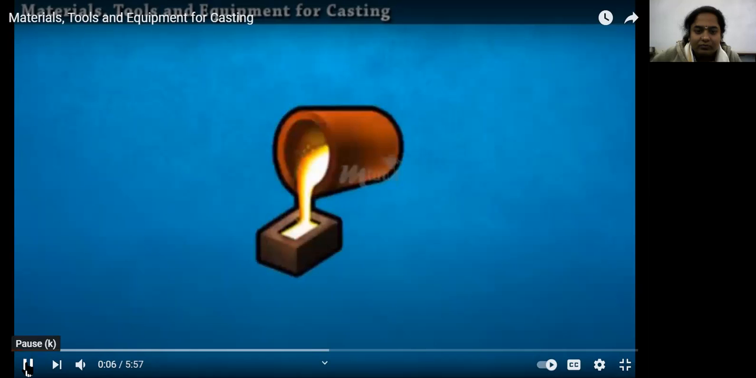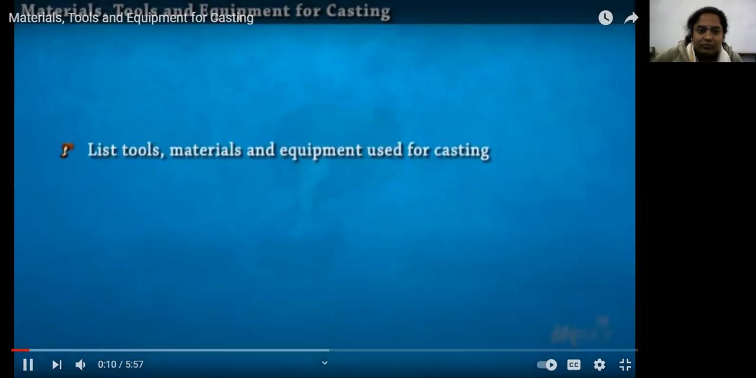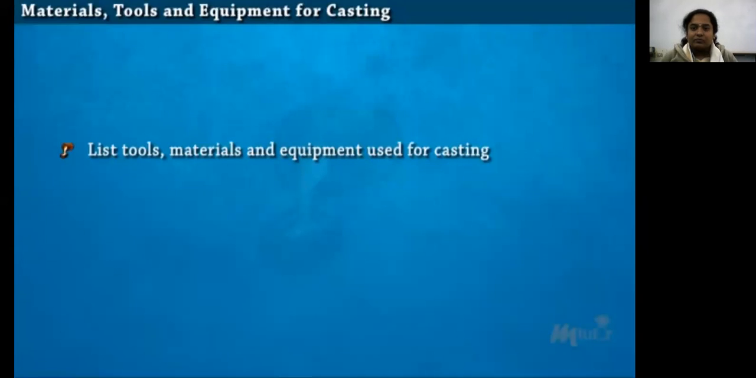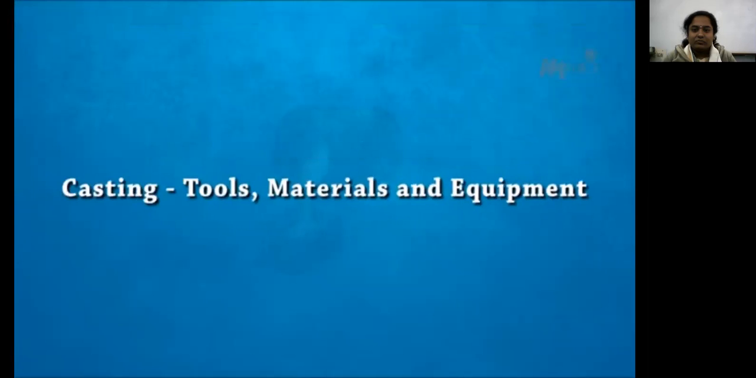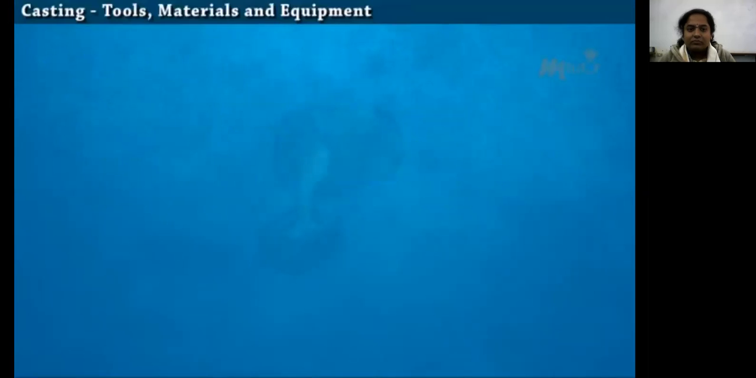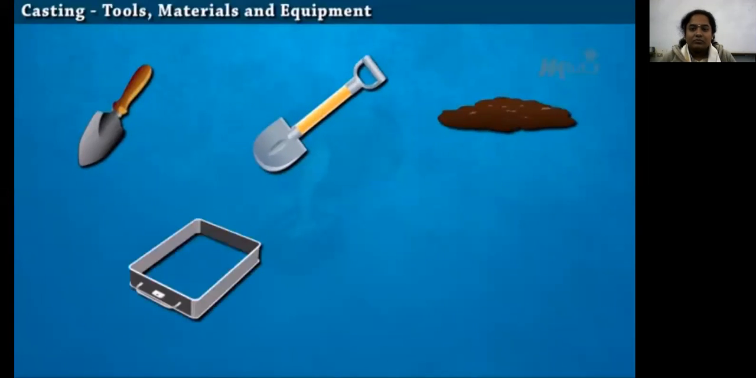In this topic, you will be able to list tools, materials, and equipment used for casting. Sketch a typical casting mold. Casting tools, materials, and equipment. Come, let us first discuss the tools, materials, and equipment used in sand casting.